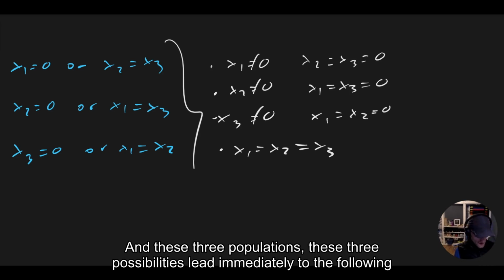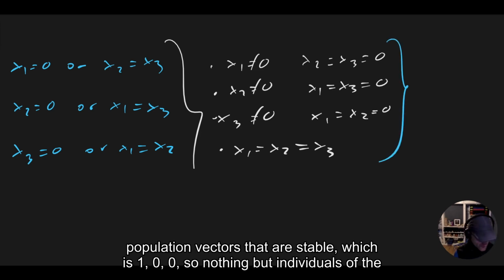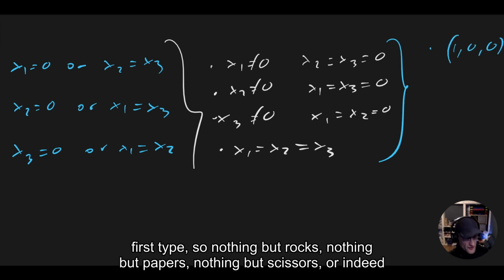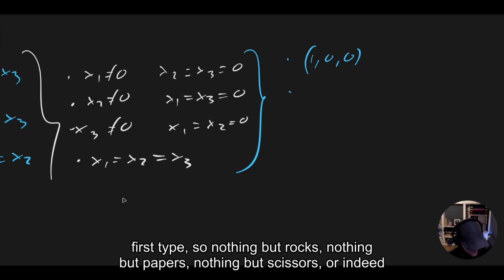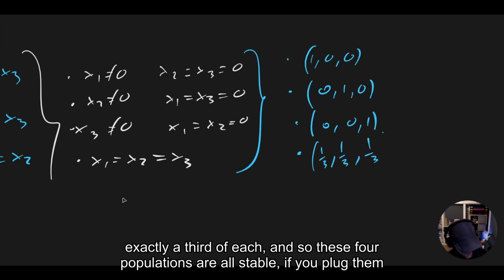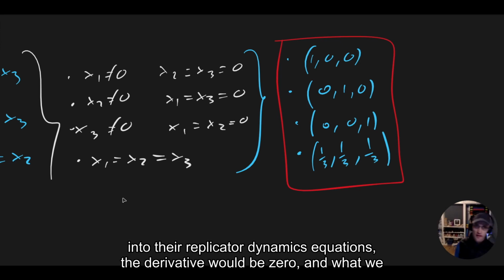And these four possibilities lead immediately to the following population vectors that are stable, which is (1, 0, 0), so nothing but individuals of the first type, so nothing but rocks, nothing but papers, nothing but scissors, or indeed exactly a third of each. And so these four populations are all stable. If you plug them into the replicator dynamics equations, the derivative would be 0.